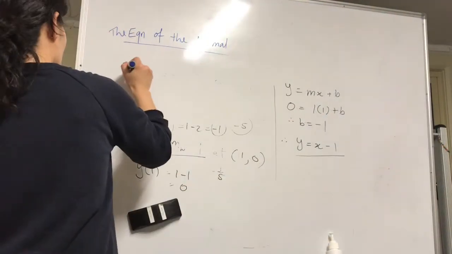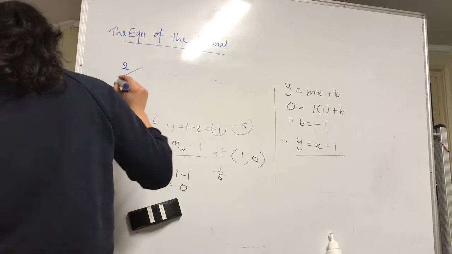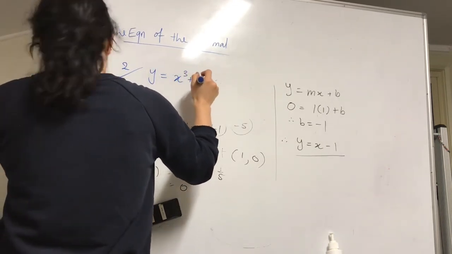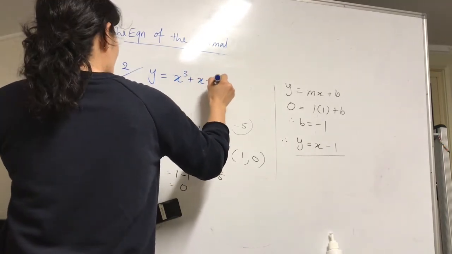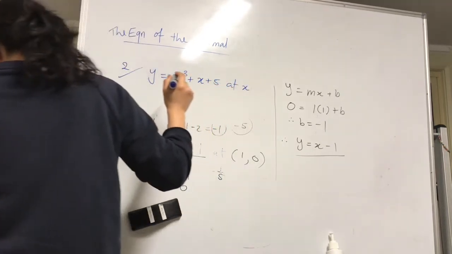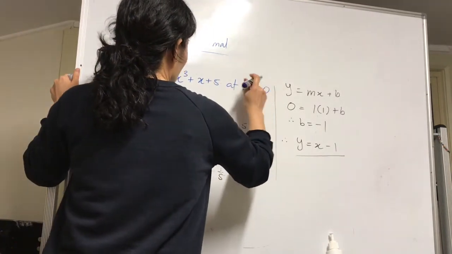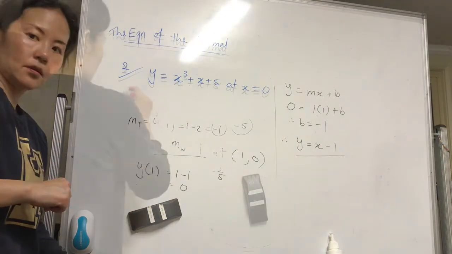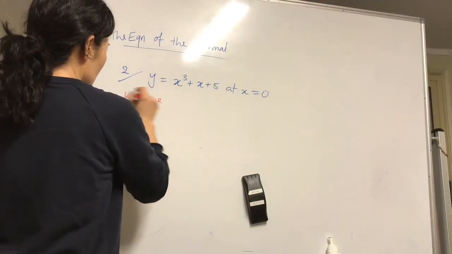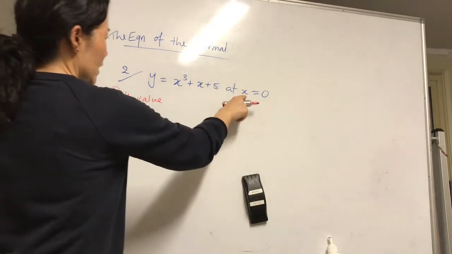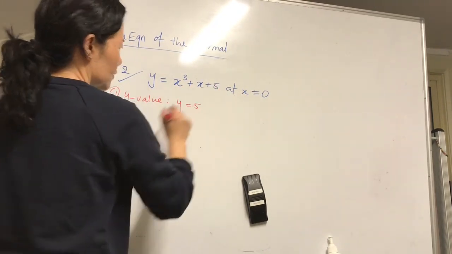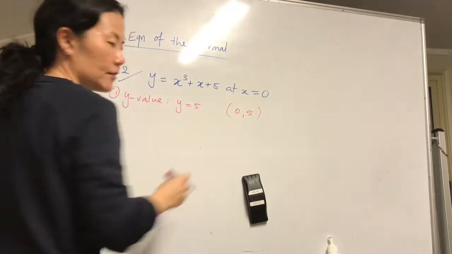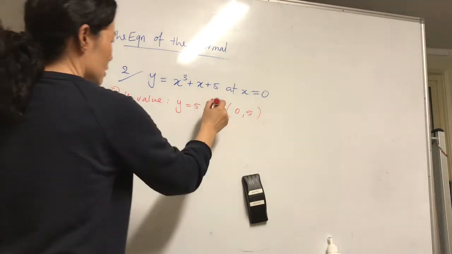Alright, this one, I want you to do it by yourself and see what happens. y equals x cubed plus x plus 5 at x equals 0. I want you to find the equation of the normal. Let's find the y value first. When x equals 0, y equals 5, isn't it? So my point will be (0, 5). So that's my point.